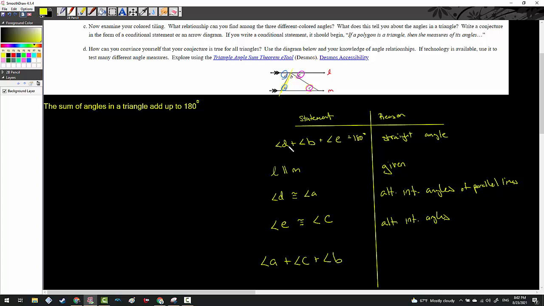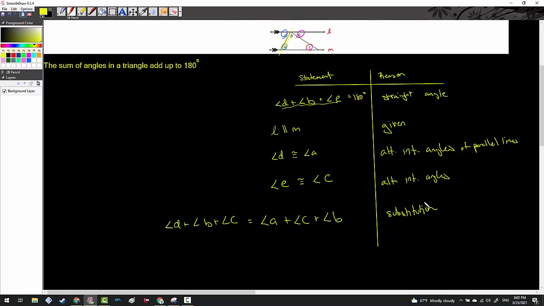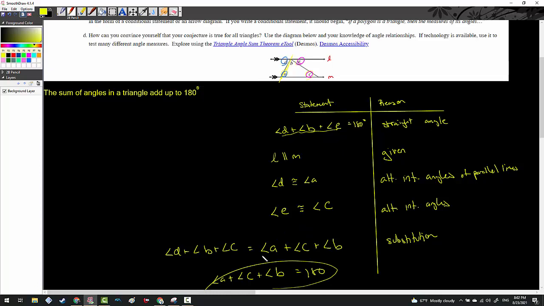Because I just did substitution, that's going to be the same thing as angle D plus angle B plus angle C. I can call that substitution, which, if D plus B plus E equals 180, means that angle A plus angle C plus angle B must also equal 180. And that is how you know for sure that the sum of angles in a triangle add up to 180 degrees.